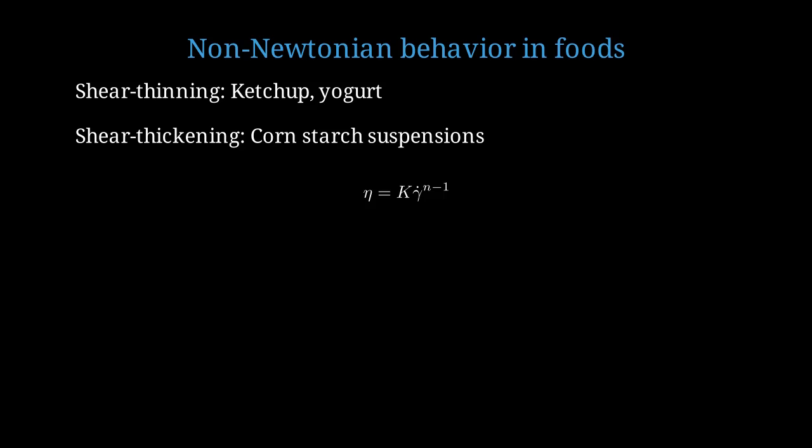The power law model describes non-Newtonian behavior. Viscosity eta equals consistency index K times shear rate to the power of n minus 1. When n is less than 1, we have shear thinning behavior. When n is greater than 1, we have shear thickening behavior.